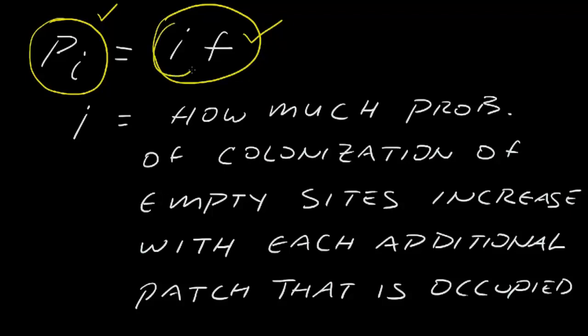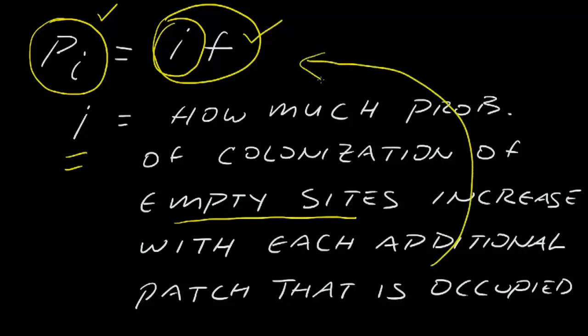And this I term here is a little tricky, but the I term really is a measure of the strength of that effect. It's how strong this internal colonization effect might be. So we might say for I that I is really how much the probability of colonization of empty sites out there in our metapopulation increases with each additional site or patch that becomes occupied. So this is a term that we probably generate through some observations of our species of interest.